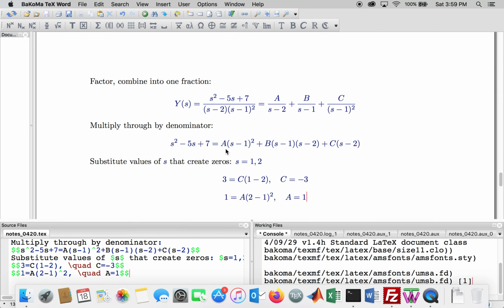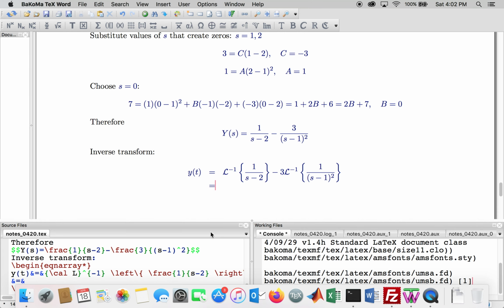Okay, so y of t is equal to the inverse transform of 1 over s minus 2, minus 3 times the inverse transform of 1 over s minus 1 squared. Okay, just by the linearity of the inverse transform.